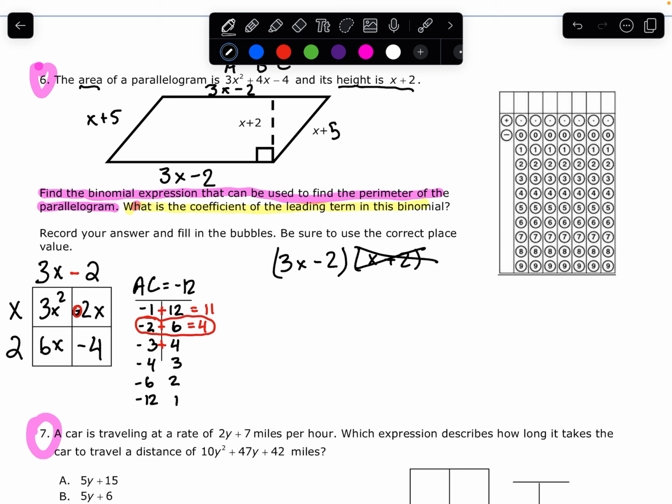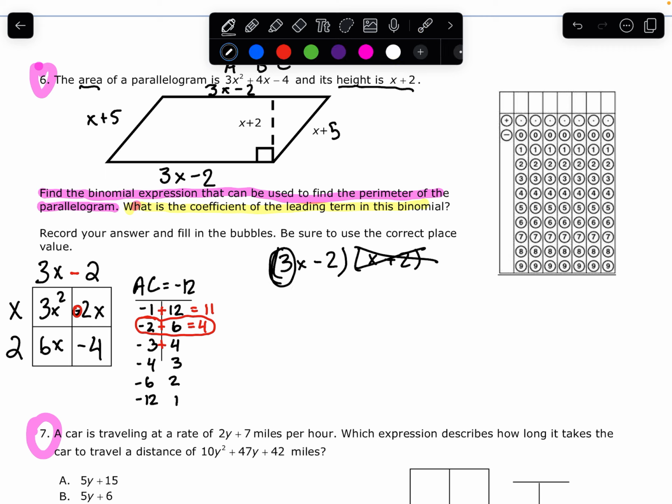Then I'm just going to find the perimeter, right? A lot of people are going to want to find the perimeter. But again, the question says, find the binomial expression that could be used to find the perimeter of the parallelogram, and then what is the coefficient of the leading term? A lot of people are going to see that, and again, they're going to say, find the perimeter.